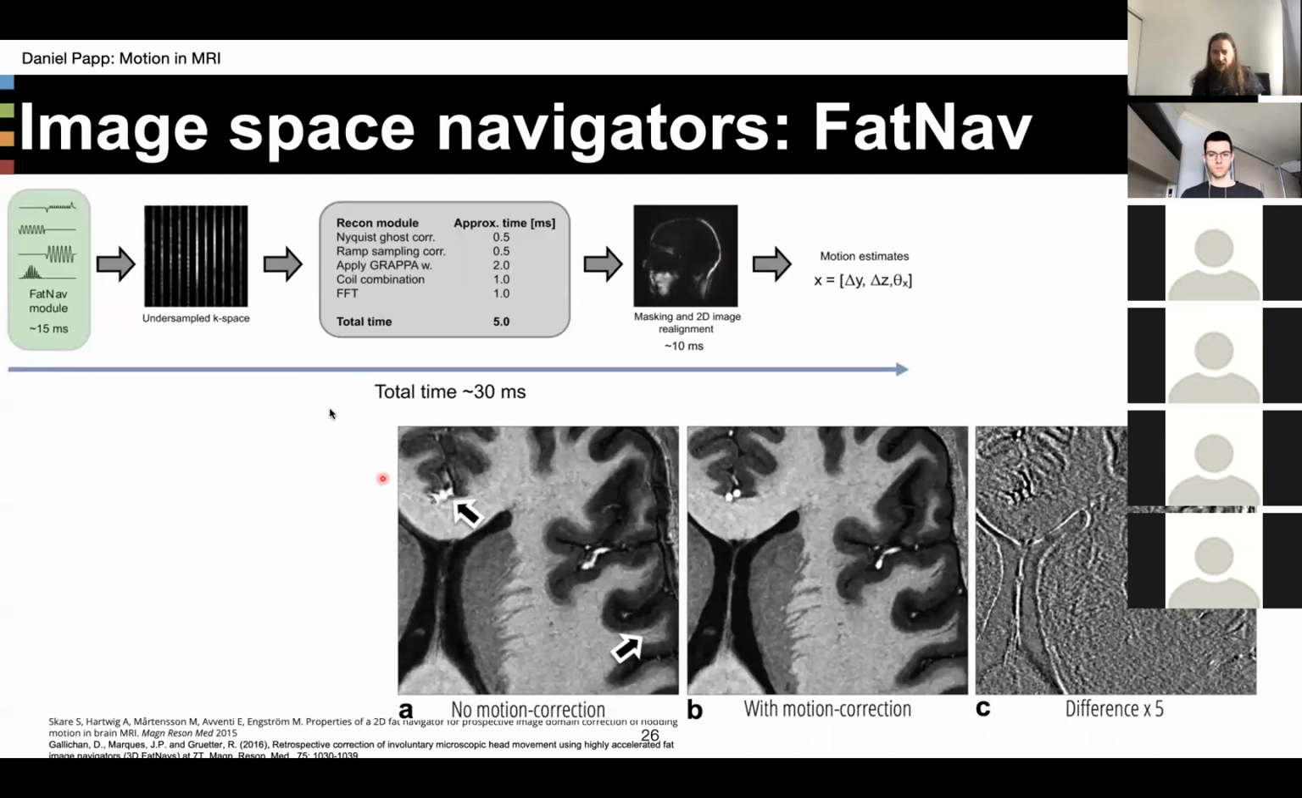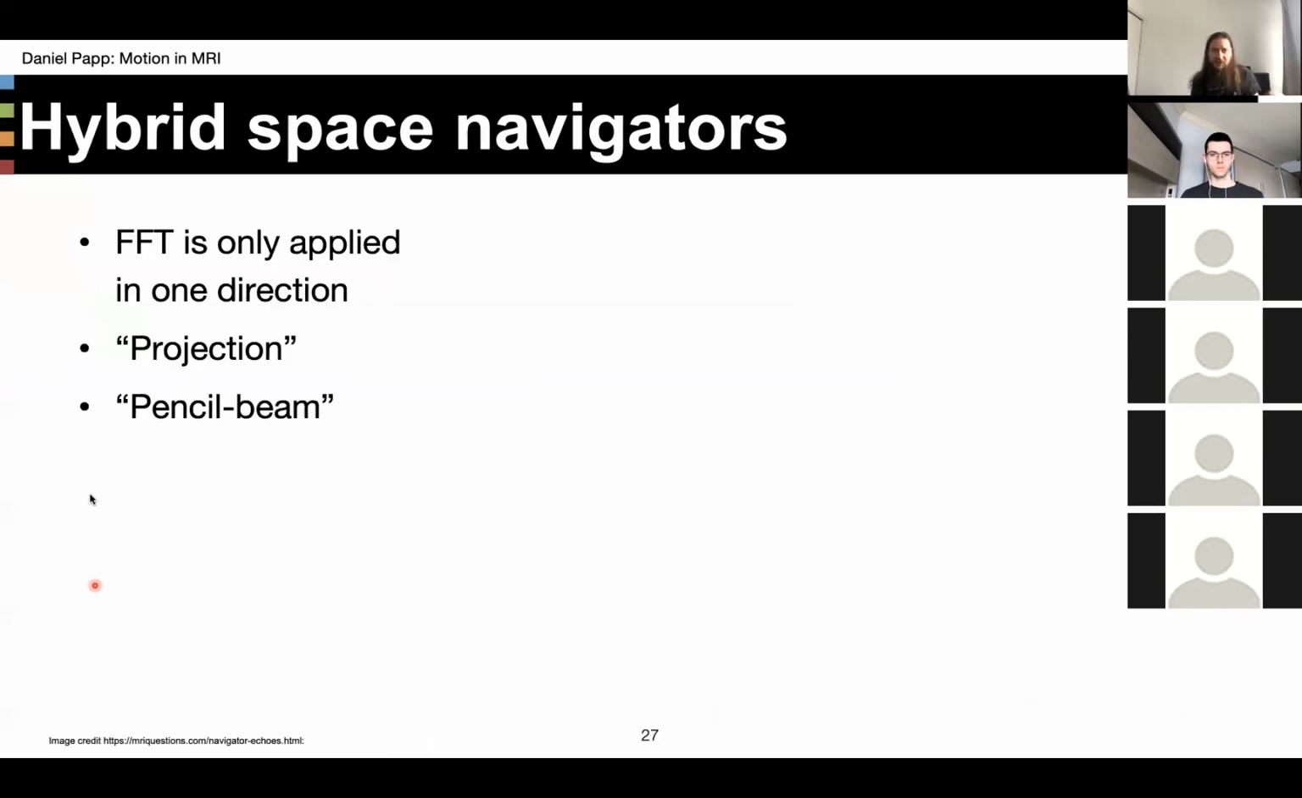And then here on, I think this is 350 micron isotropic data, so really high resolution. You can get rid of this blurring here or this little artifact here. And it's really nice. They show all of the difference. So FAT navigators have seen quite a lot of uptake. So have VNAVs, so has PROMO. So these are fairly well-established methods. Last thing I want to mention are hybrid space navigators, which were technically the first ones to be developed. If you hear projection navigator or pencil beam navigator, these are functionally equivalent things.